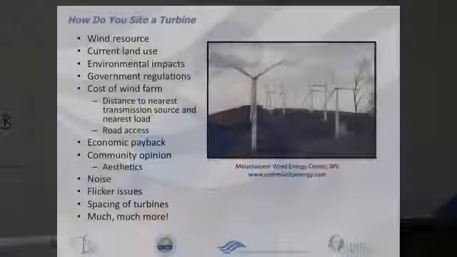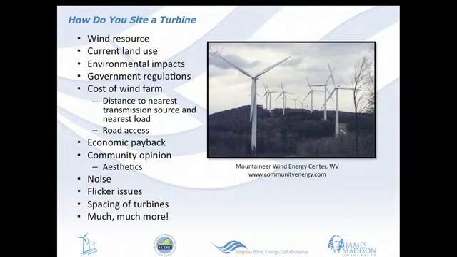So here's some common things you consider when you're trying to site a wind turbine or a wind facility. Wind resource is obviously going to be one of the most important ones, because that's what you're getting your energy from. The current land use, environmental impacts, what government regulations exist, how much is it going to cost you, and that takes into factors including the distance to your nearest transmission source, distance to your nearest load, road access, and all of the financial issues such as the PTC that Mitch and Dr. Miles explained in the previous two presentations.